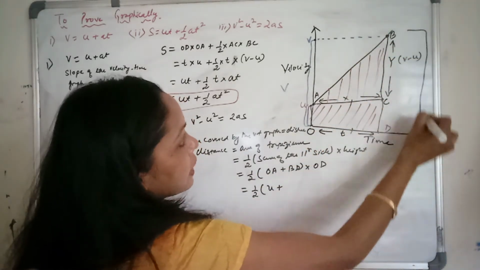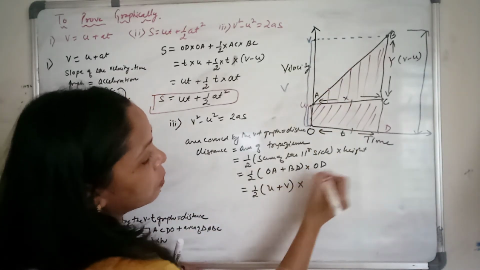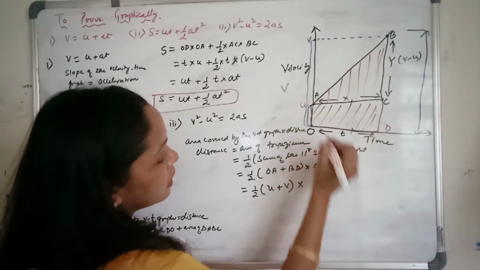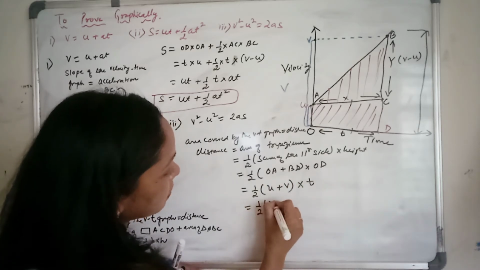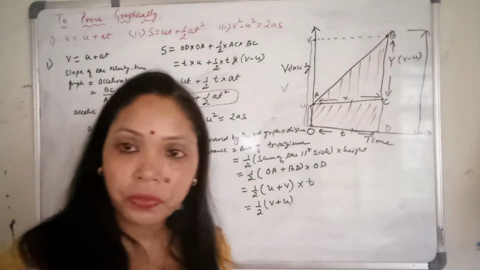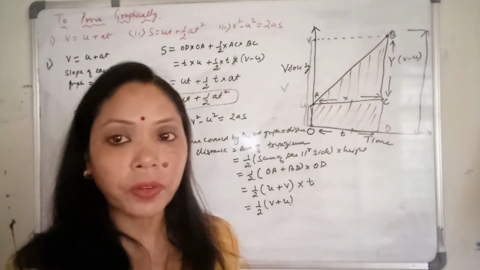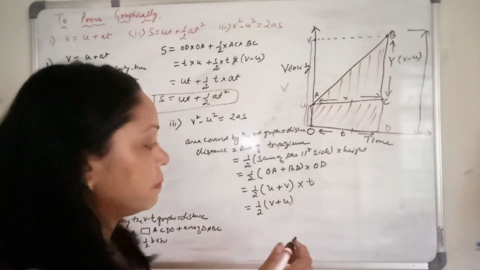Here to here. What is this one? This one will be your V. Into OD. OD means this one. This one will be your T. So, this is half. I can write this one as V plus U also, because 2 plus 3 equal to 5, 3 plus 2 is also equal to 5. So, we can write U plus V or V plus U, same thing.